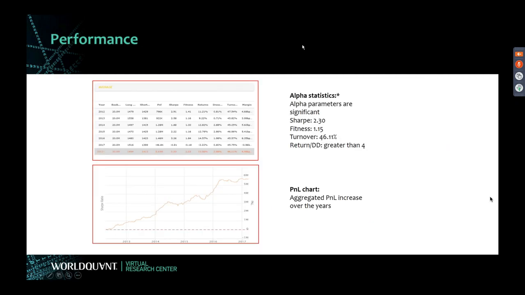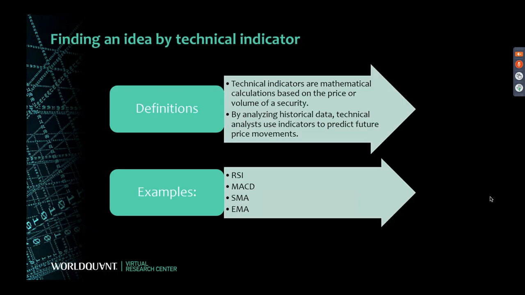And this is the performance that we just looked at, and we'll continue with technical indicators. Technical indicators are mathematical calculations based on the price or volume of a security. They are widely used by various people in the industry, and the idea is that we try to analyze historical data and define indicators that predict future price movements.